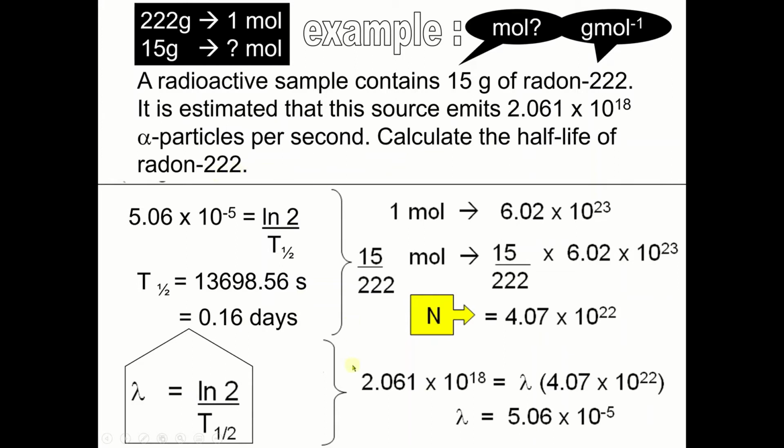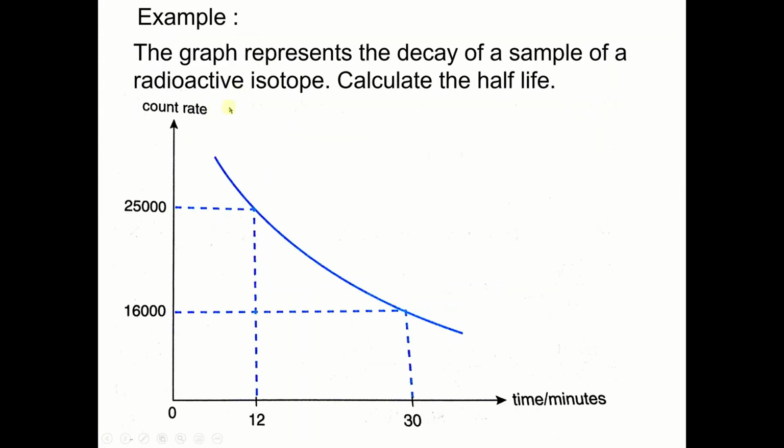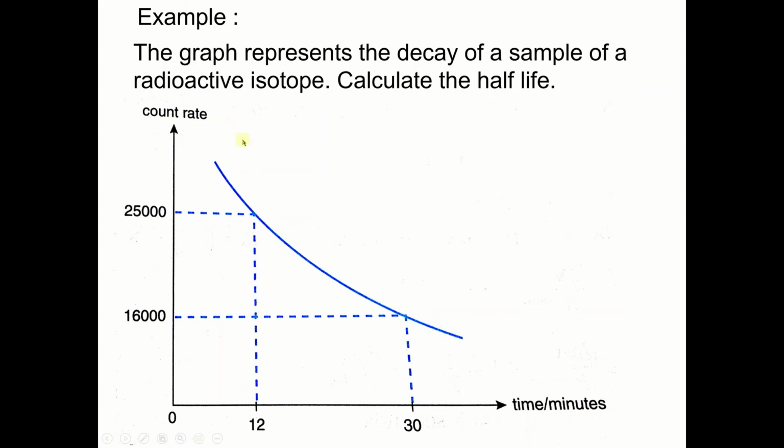Next question. We read the question first. The graph represents the decay of a sample of a radioactive isotope. Calculate the half-life. This is a graph of count rate against time, with time in minutes, and count rate is activity. So we use this equation, activity: A equals A naught e to the power of negative lambda t. To calculate half-life, we use decay constant equals ln 2 per half-life, so we find the decay constant first using this equation.